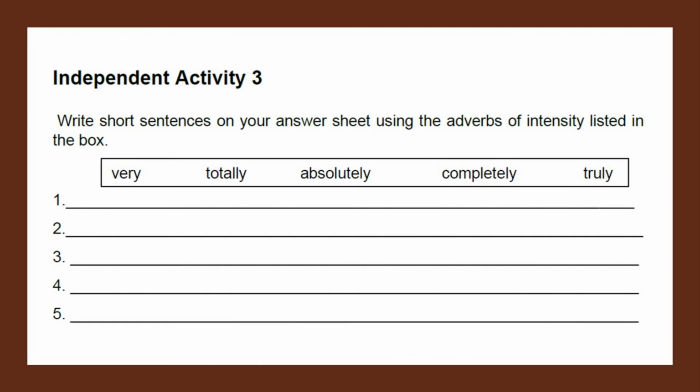Independent Activity 3. Write short sentences on your answer sheet using the adverbs of intensity listed in the box. Very. Totally. Absolutely. Completely. Truly.